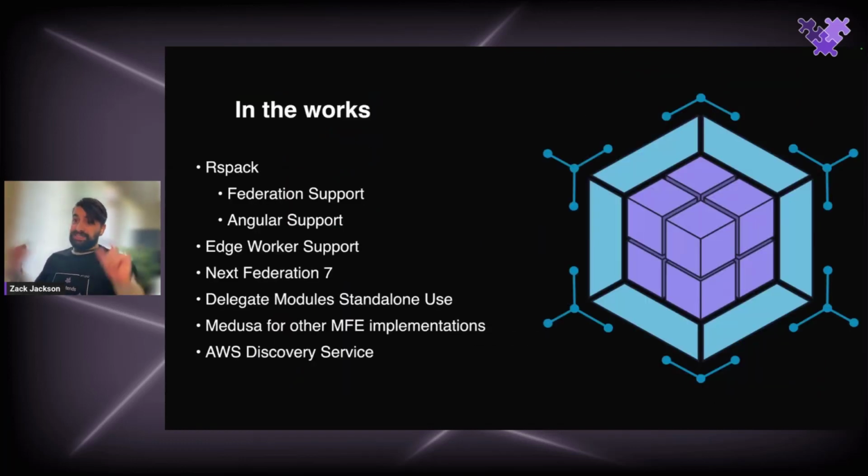All right, so in the works, what's going to happen moving forward? We obviously have RSPack, Federation support, and Angular support is nearly done. Looking at our edge worker support, there is a new major version of Next Federation coming out, version 7. I'm very happy that in version 7, I've been able to kill off most of the dirty hacks that I've had to use for the past 3 years. In version 7, we've been able to fold it back so that Federation works the way it was originally designed in Webpack. Now it works in Next.